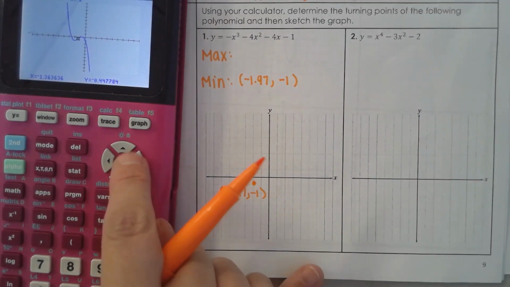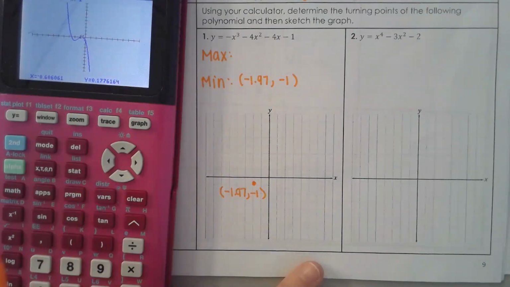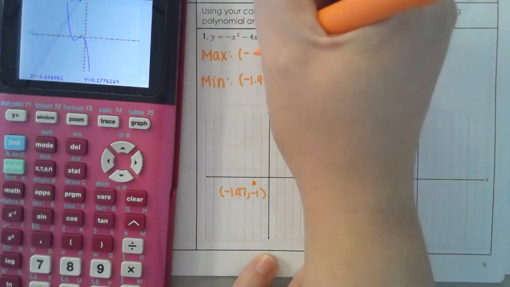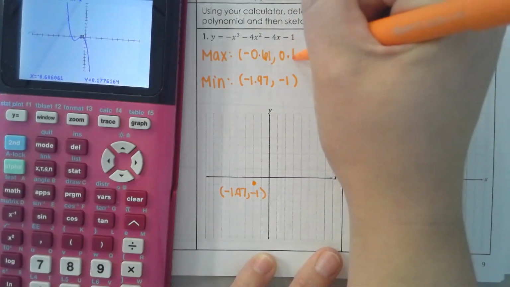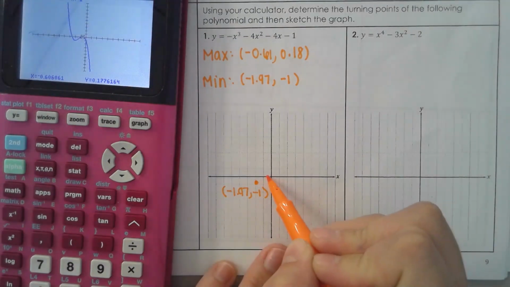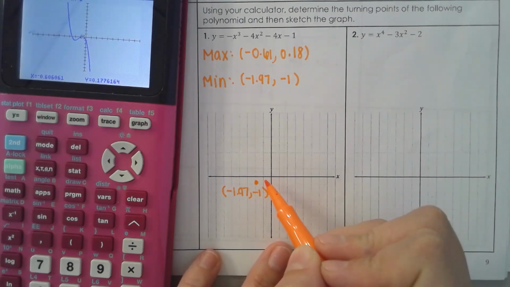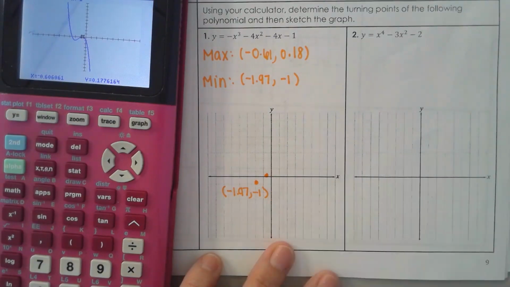Then I'm going to trace over to my maximum. And my maximum is negative 0.61, comma 0.18. So when I graph this one, I'm going to go left about halfway to the negative 1. Again, it's not going to be perfect, but don't go past negative 1. And then I'm barely going to go up just a little bit.